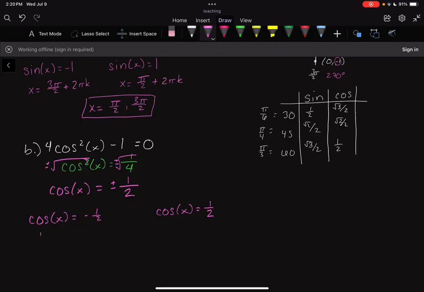So I know for both of these, my reference is going to be, let's see, cosine 1 over 2, so pi over 3, or 60 degrees. The difference is really the quadrants. Cosine is going to be negative in quadrants 2 and 3. It's going to be positive in quadrants 1 and 4.